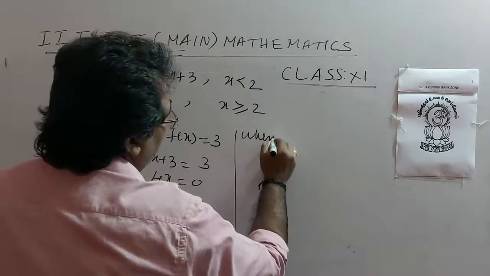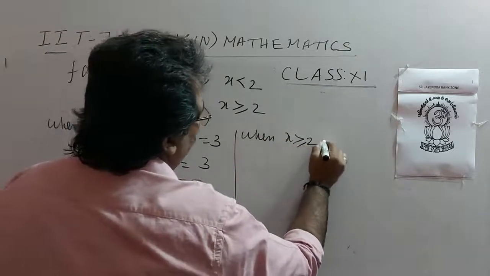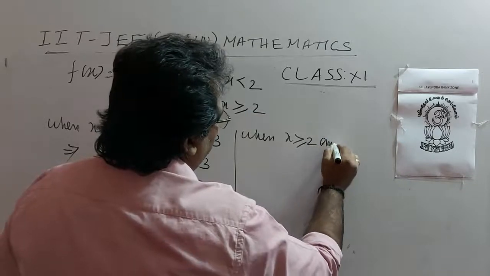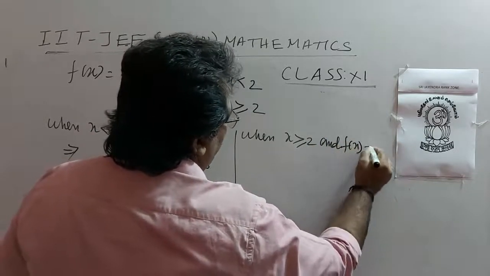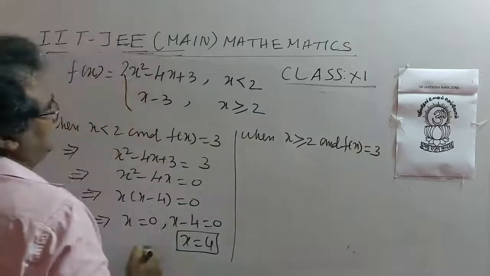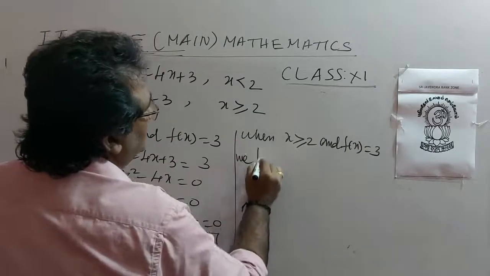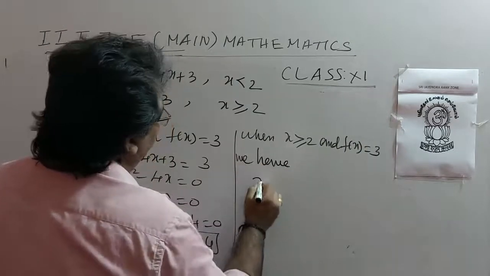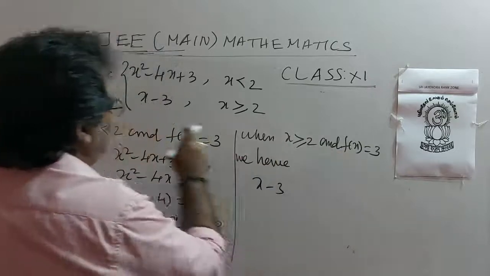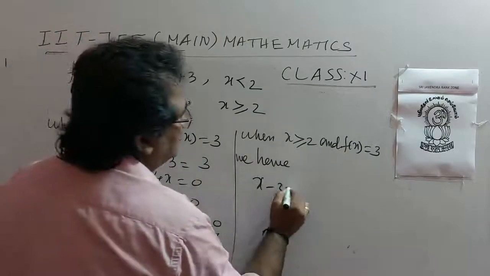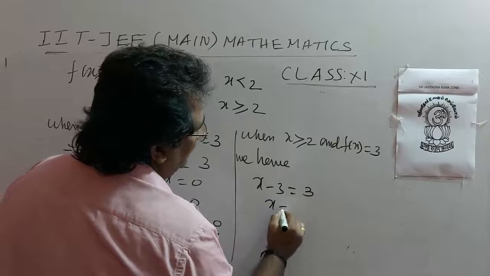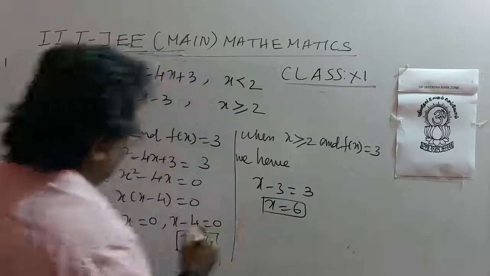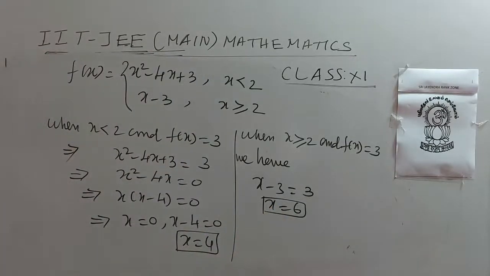When x is greater than or equal to 2 and f of x equal to 3, in place of f of x we can write x minus 3 equal to 3. x equal to 6.